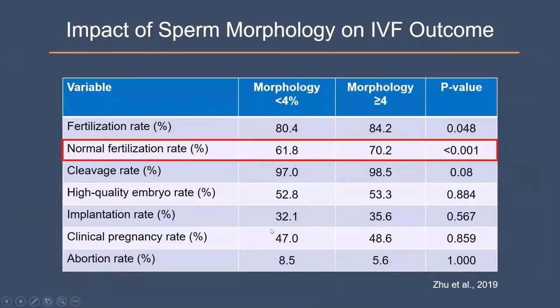What we can see with regard to the impact of morphology is that there's a highly significant impact on fertilization. Patients with high morphology rates, here with more than 4%, have a higher fertilization rate than those patients with low morphology.